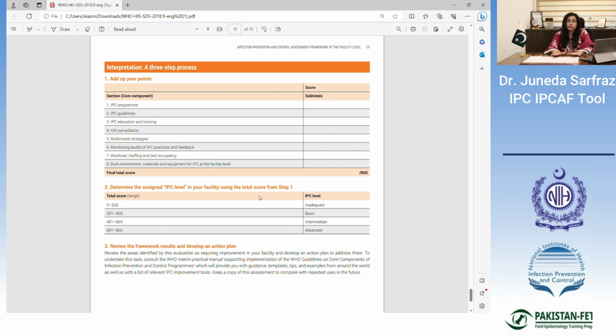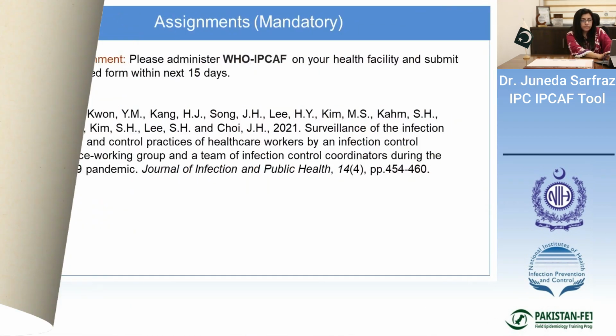Now that you have everything on paper, this would help you to find out your major gaps, and what you can do to rectify them, so that a month down the line or a year down the line, when you fill the same questionnaire, you can jump from one level to another. You can go from inadequate to basic, basic to intermediate, or intermediate to advanced, or maybe you're good enough to go directly to the advanced level, which is hard but not undoable. So this was all about the IPCAF.